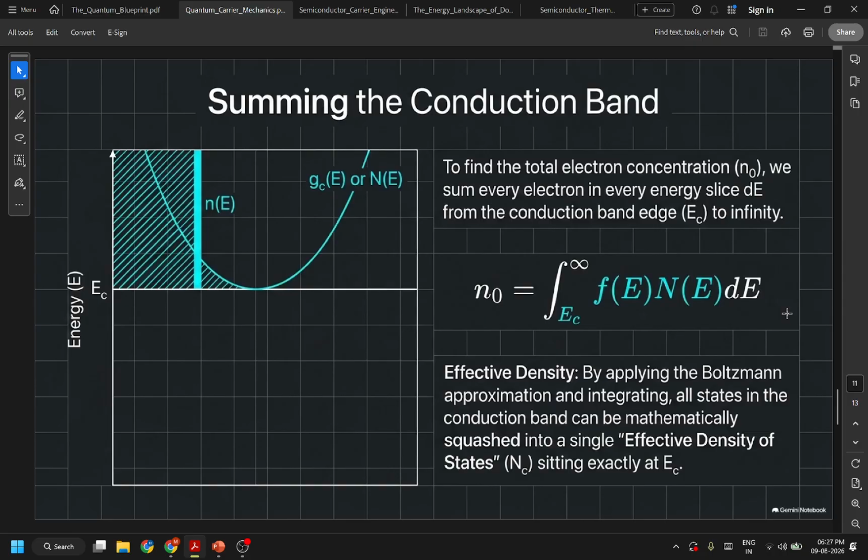So summing over the conduction band, to find the total electron concentration n naught, we sum every electron in every energy state dE from the conduction band edge EC to infinity. So n naught equals the integral from EC to infinity of f of E times N of E dE. So by applying the Boltzmann approximation and integrating all states in the conduction band, it can be mathematically squashed into a single effective density of states, that is NC, sitting exactly at EC.